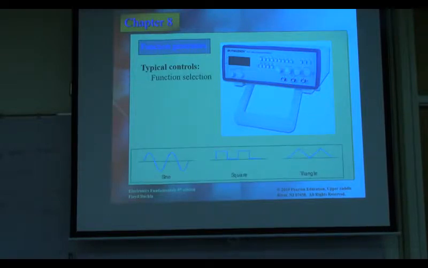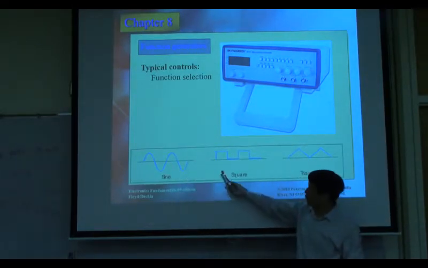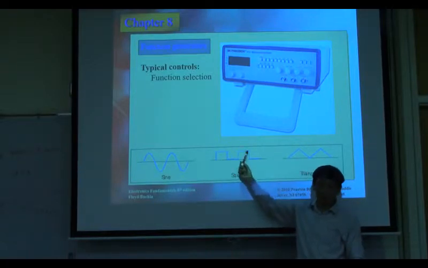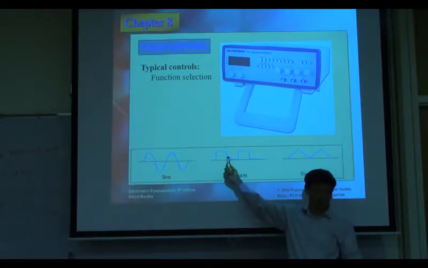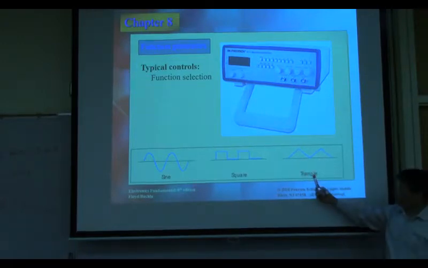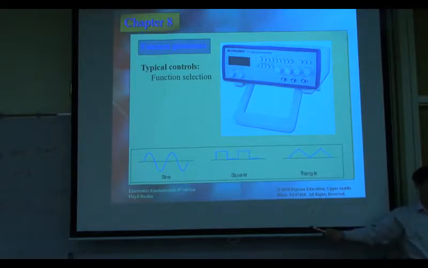This function generator, this equipment can give you some sinusoidal function like this, or can give you a square wave, 5 volt 0, 5 volt 0, or 3 volt 0. So you can control this. And this one is a triangle, so up, down. All are periodic signals.